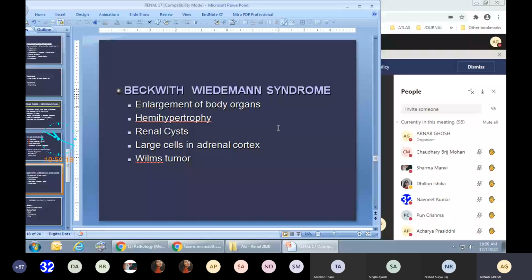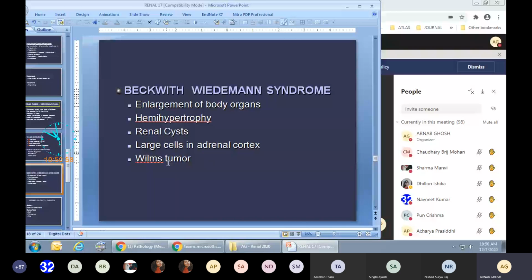So first point is enlargement of body organ. Second is hemihypertrophy, means one side of the body will be larger than the other side of the body. Okay, in a baby, if one side of the body is larger than the other side, that is hemihypertrophy. Renal cyst and large cells in adrenal cortex. Here also the word large is there, and obviously the last is Wilms tumor. So everything is something with large. Okay, Beckwith-Wiedemann syndrome, this is the longest name, the largest name.